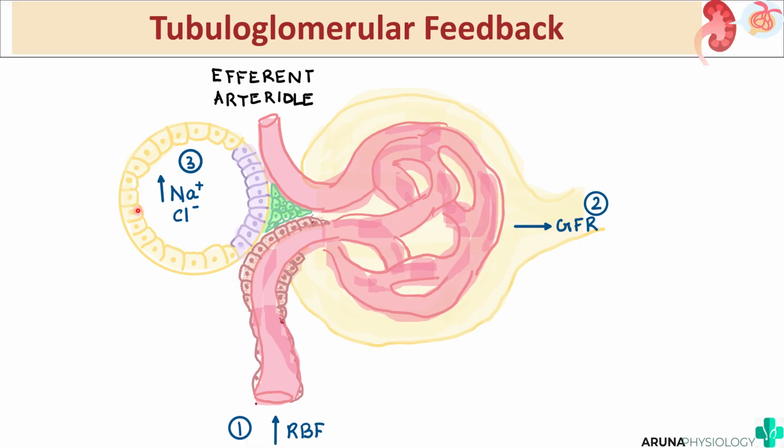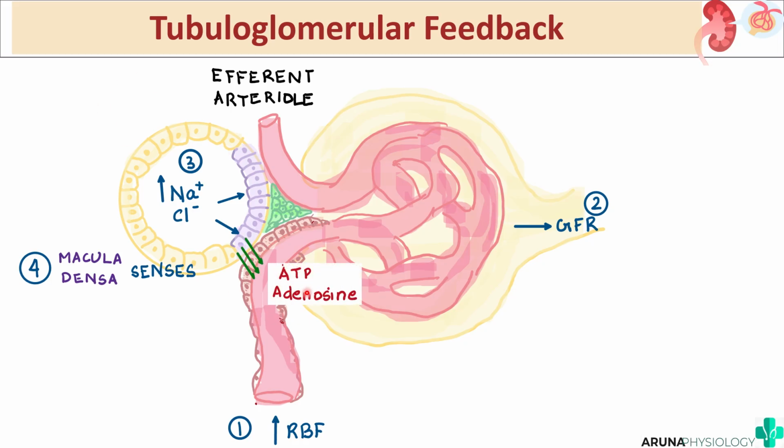Now that will be sensed by our macula densa cells. We've got the macula densa cells which will sense this increased amount of solute load reaching the tubules. Then they will give information to the nearby juxtaglomerular cells by releasing the neurotransmitters ATP and adenosine. It will release these substances, and this in turn has two effects. First of all, it will act on the afferent arteriole to cause constriction, so that the renal blood flow can decrease and the GFR can decrease.